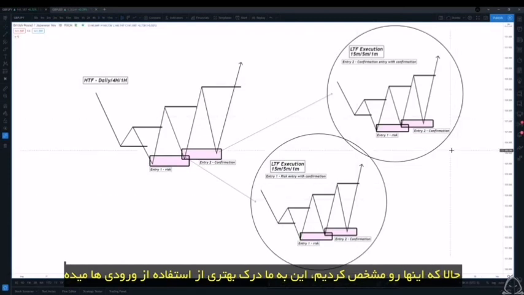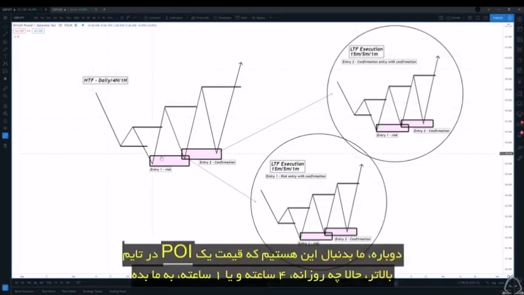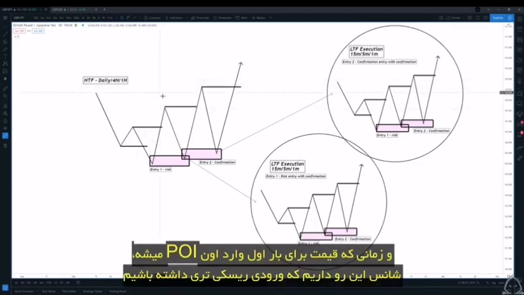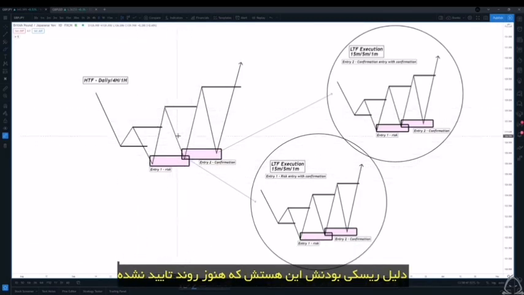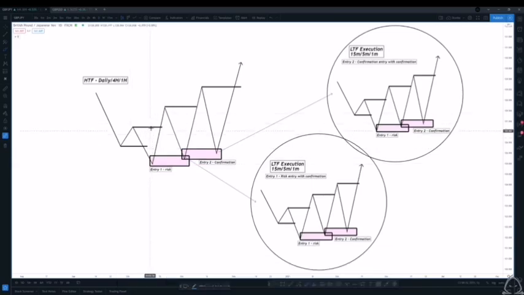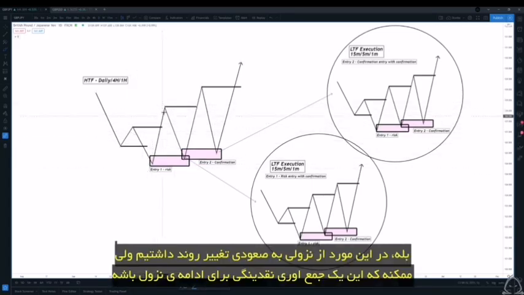So now that we have this marked up, this gives us a better understanding of how to approach entries. Again, we're looking for price to create a point of interest on a higher time frame, whether that's the daily, the 4-hour, or the 1-hour. And when price taps into that point of interest for the first time, we have the opportunity to take more of a risk entry. The reason it's a risk entry is the trend hasn't necessarily been confirmed yet. Yes, we have switched from bearish to bullish in this case, but it is possible that this could be a liquidity grab for price to continue lower.